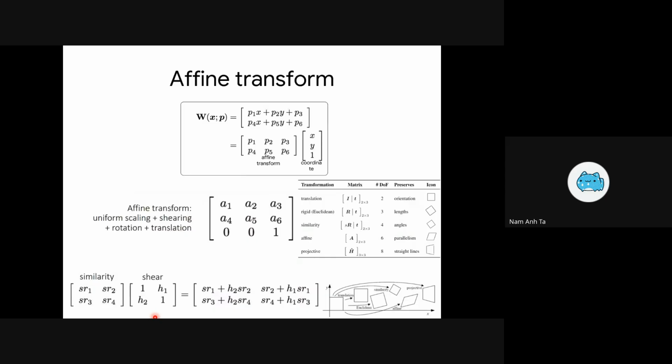So, a quick review of the affine transform. This is a linear transform that includes translation, rotation, scaling, or even shearing. It has 6 degrees of freedom, represented by parameters p1 through p6. The key thing to remember here is that an affine transform preserves parallelism, making it a very robust model for 2D alignment tasks.